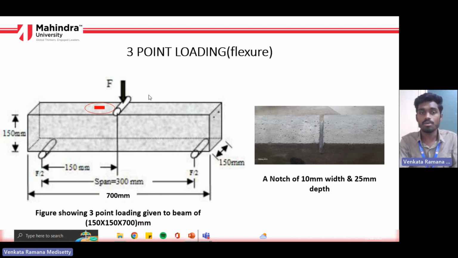And this is how I provided the notch of 25 mm. This is just like a groove I've put with a concrete cutter, which is 10 mm wide and 25 mm deep, based on the notch depth ratio. I have given 3-point loading as a flexure test, where you can see the piezo sensor is somewhere here realistically.